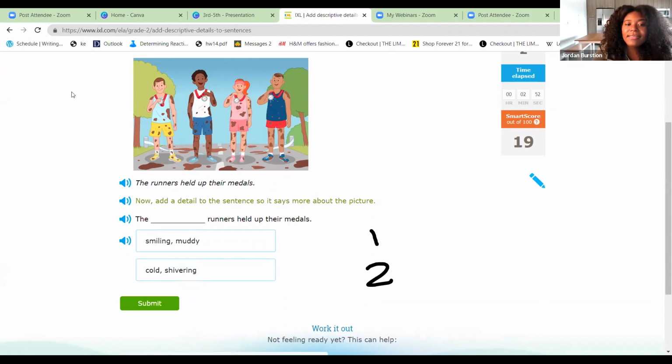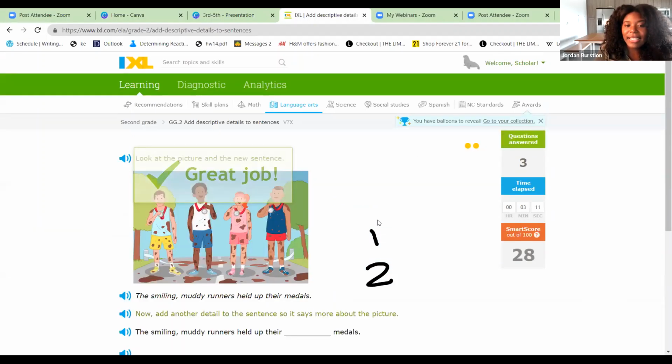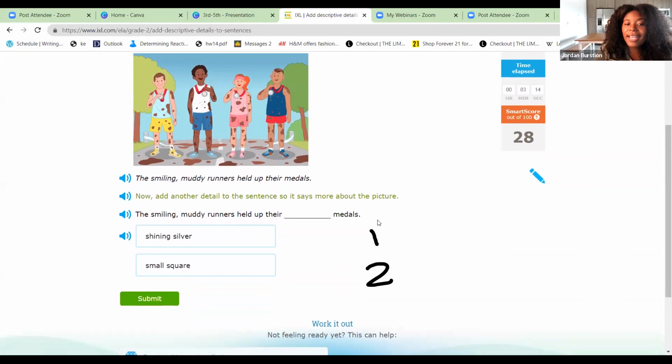One. The smiling, muddy runners held up their medals. The fact that they're muddy would be a very, very important detail to know. That would let us know that they were running in some dirt. It may have been a slippery race, and that can be kind of hard if you're trying to run as fast as you can. Okay. So the smiling, muddy runners held up their what type of medals?